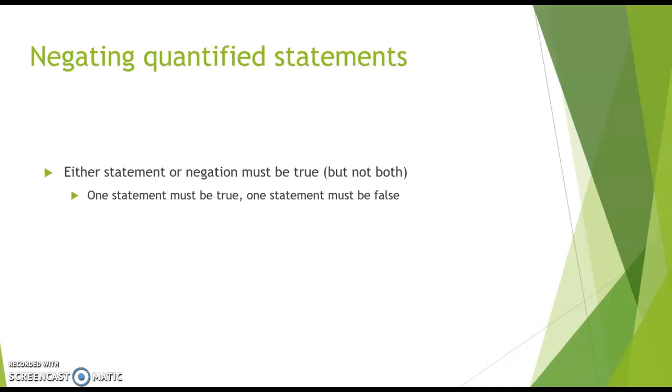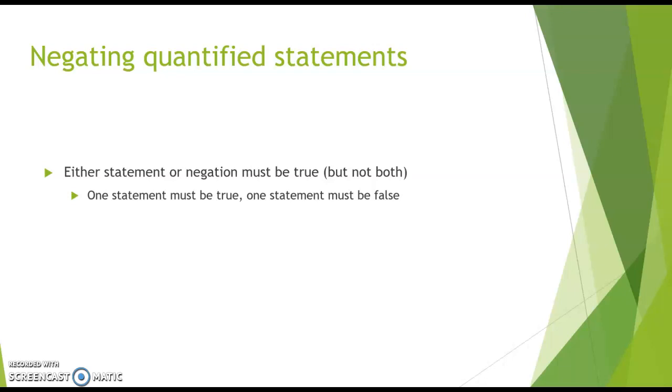So let's talk about negating a quantified statement. If we have a quantified statement, which is just a statement with a quantifier, we can negate it. What that means is that either the statement or its negation must be true, but not both. So if you start with a statement that is true, when you negate it, it must become false. Or the other way around: if you start with a statement that is false and then you negate it, it must turn true. So your statement and the negation, one must be true, one must be false.